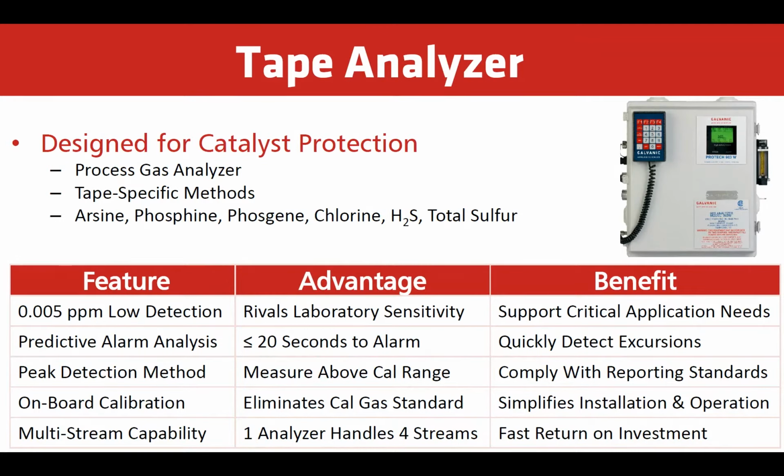This includes arsine, phosphine, phosgene, chlorine, H2S, and total sulfur. These techniques measure impurities with 5 ppb sensitivity, which rivals laboratory performance. Analyzers can also be configured to monitor multiple streams for a fast return on investment.